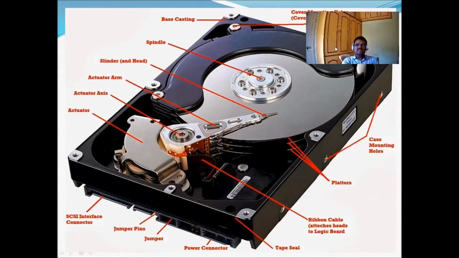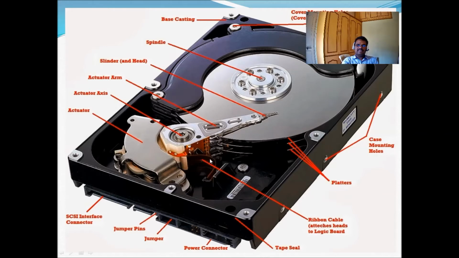So again here also we can see the base casing. This is the spindle, and these are the platters. There are 3 platters. These are case mounting holes, which are used when we are inserting this hard disk inside the computer case. We have to screw these holes, and these are the platters.